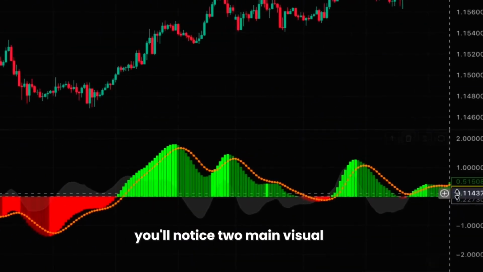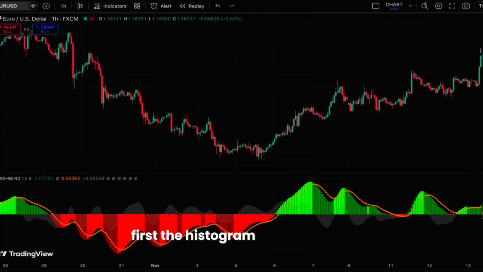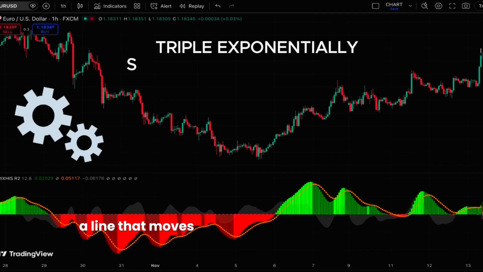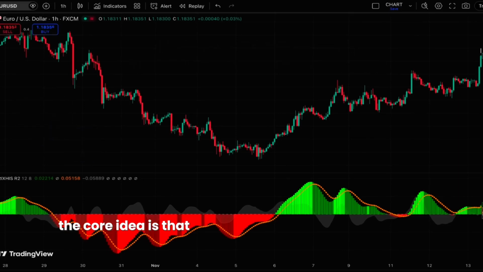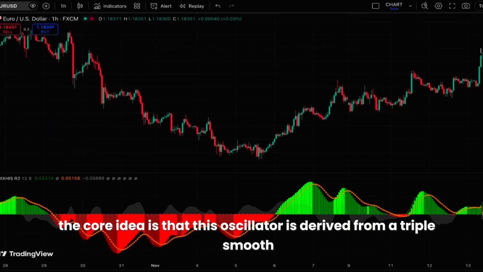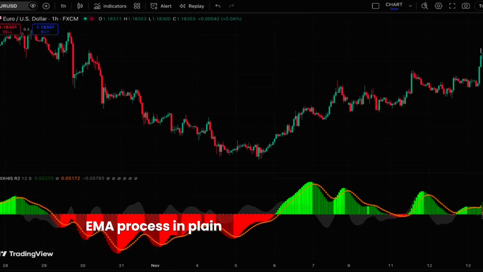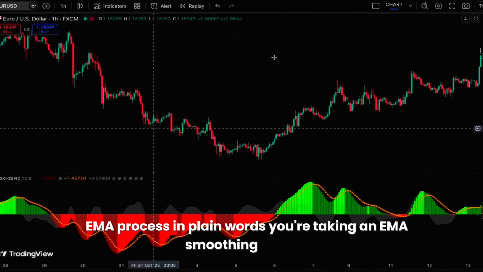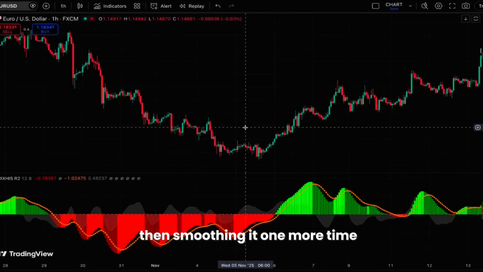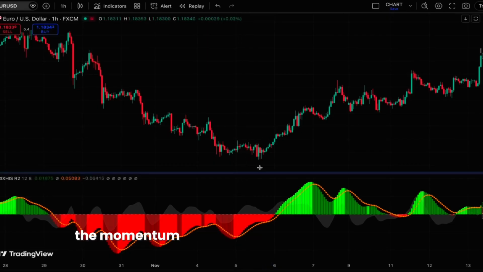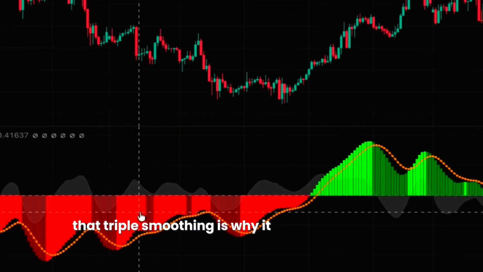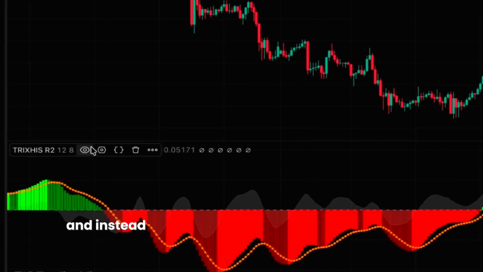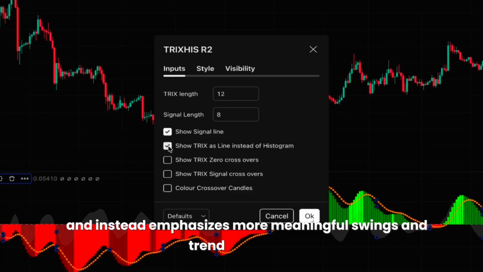You'll notice two main visual parts. First, the histogram bars. Second, a line that moves with the histogram and reacts to momentum changes. The core idea is that this oscillator is derived from a triple smooth EMA process. In plain words, you're taking an EMA, smoothing it again, then smoothing it one more time, and the indicator reflects the momentum behavior of that triple smooth value. That triple smoothing is why it tends to ignore a lot of small, messy price fluctuations and instead emphasizes more meaningful swings in trend momentum.